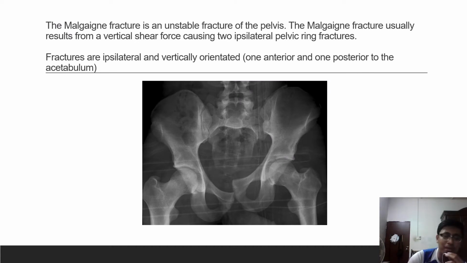This is the Malgaigne fracture X-ray picture. The Malgaigne fracture is an unstable fracture of the pelvis. The Malgaigne fracture usually results from a vertical shear force causing two ipsilateral pelvic ring fractures. Fractures are ipsilateral and vertically orientated, one anterior and one posterior to the acetabulum.